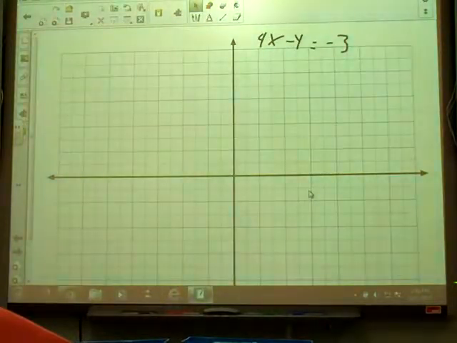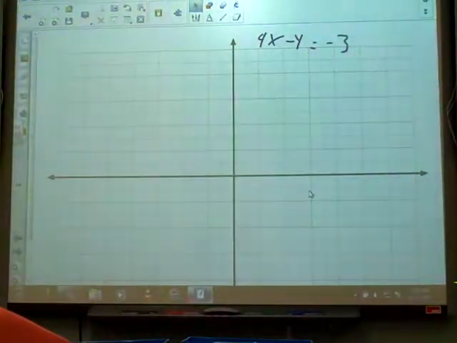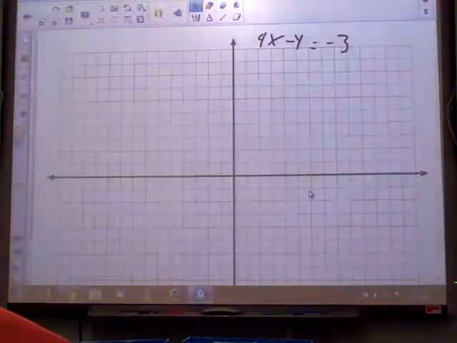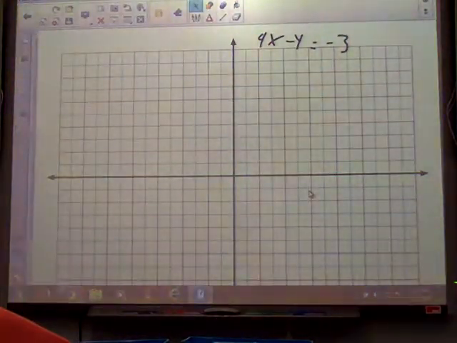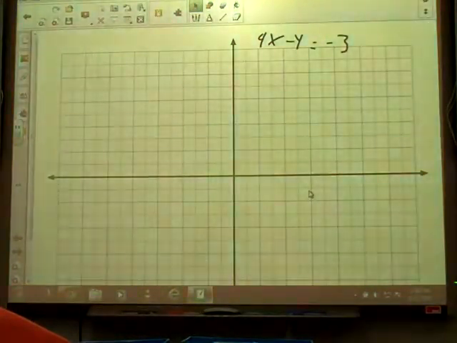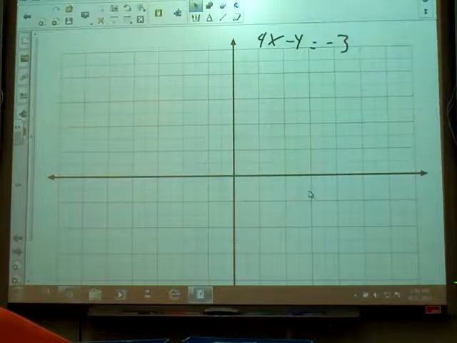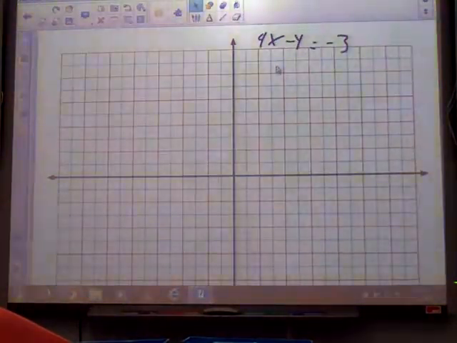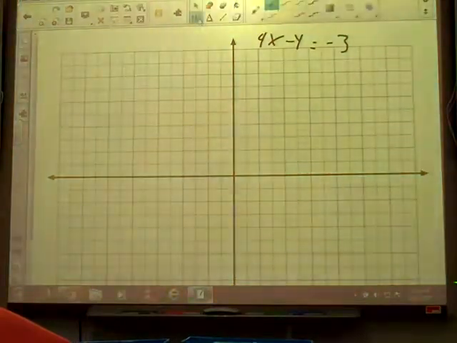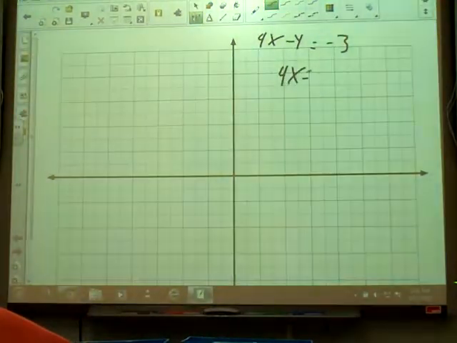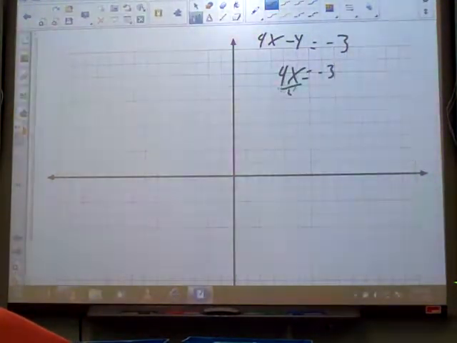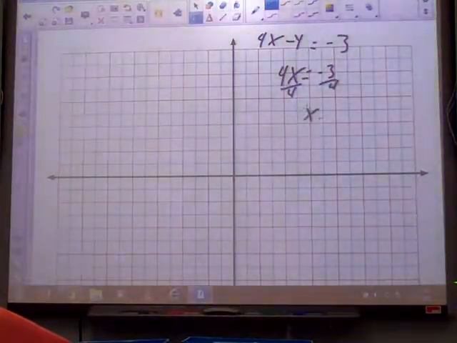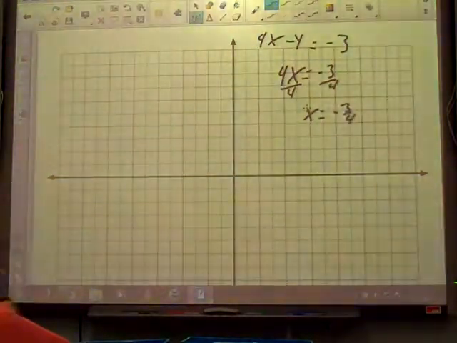Alright, which one, Caitlin, do you want to solve for first? X or Y? Okay, so if you're solving for X, that means you put a 0 in the Y. Caitlin, is that right? Okay, so 0 in the Y, that just goes away. So Caitlin would have 4x equals negative 3. Then she would divide by 4. And her x would equal negative 3/4.